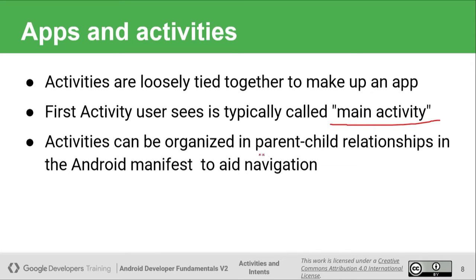Activities can be organized in parent-child relationships in the Android manifest to aid navigation. So we can also organize activities as parent-child relationships, and this will help to aid navigation. And you all know about the Android manifest file. This is a special file in an Android application that contains all the information relevant to that app.